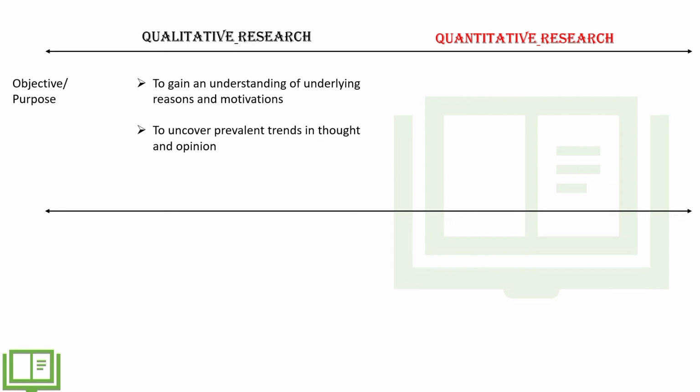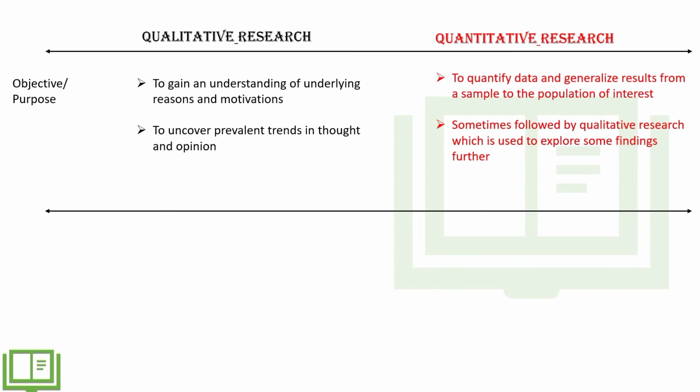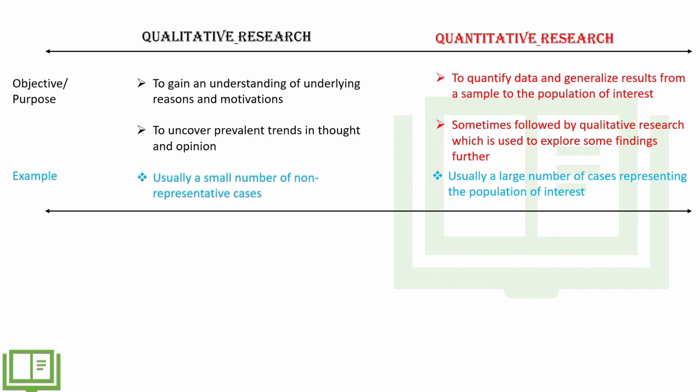The purpose of qualitative research is to gain an understanding of underlying reasons and motivations, to uncover prevalent trends in thought and opinion, while the quantitative research purpose is to quantify data and generalize results from a sample to the population of interest, sometimes followed by qualitative research, which is used to explore some findings further. The sample in qualitative research is usually a small number of non-representative cases, while the sample in quantitative research is usually a large number of cases representing the population of interest.